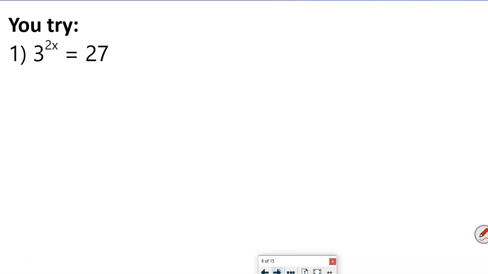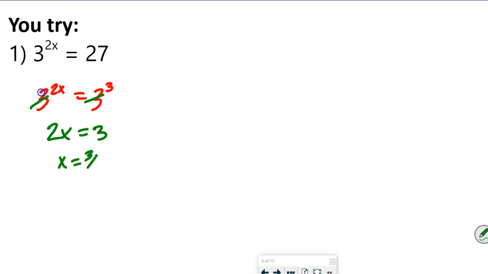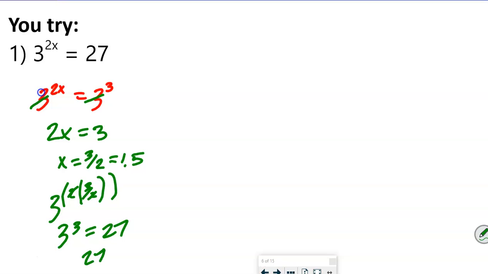So this one, I want you guys to go ahead and try this. Come back to me when you're done. Just keep in mind that you want to get the same bases. So this is going to be 3 to the 2x is equal to 3 to the third. Now we have the same bases, right? So we can just say 2x equals 3. So x is equal to 3 over 2, which is the same as 1.5. Again, you can plug it back up in there to check it, which would really be 3 to the 2 times 3 over 2, which means those two are going to cancel each other out, which is 3 to the third, which is equal to 27. So yes, 27 equals 27.